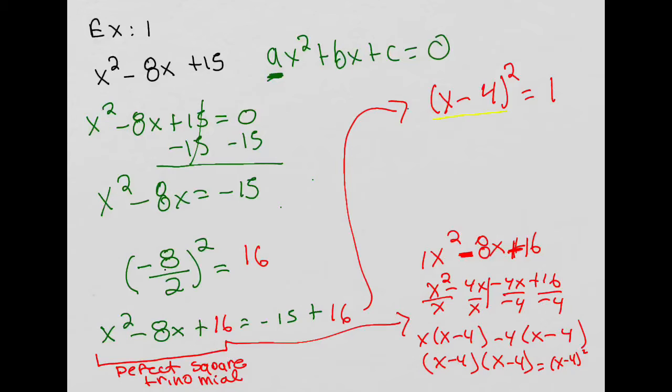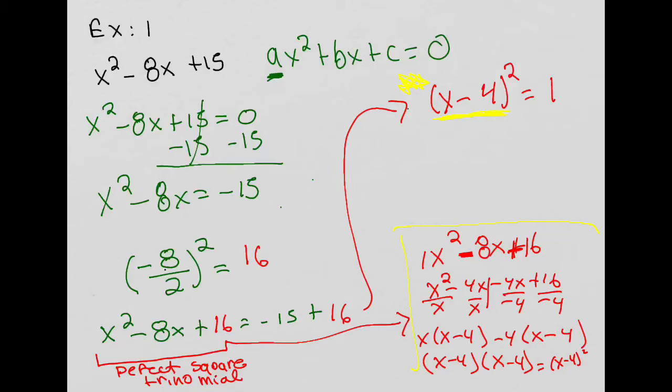Because this comes from that. Because it's a perfect square trinomial. Okay? So now, this is side work. Now that I am here, this is where I am right now. I need to solve using the square root method.